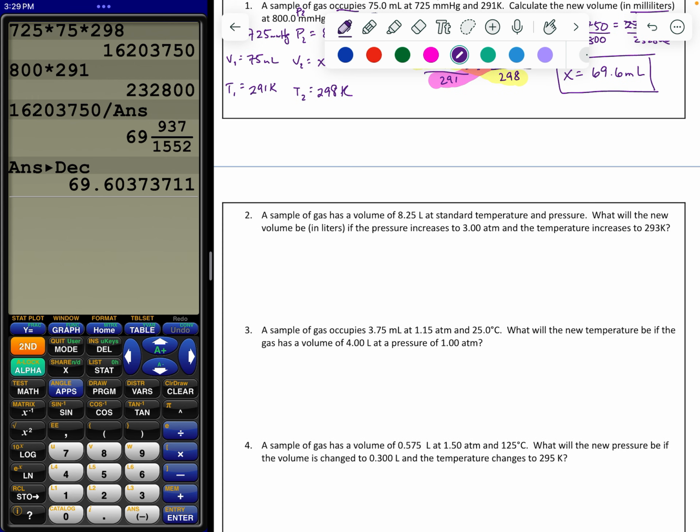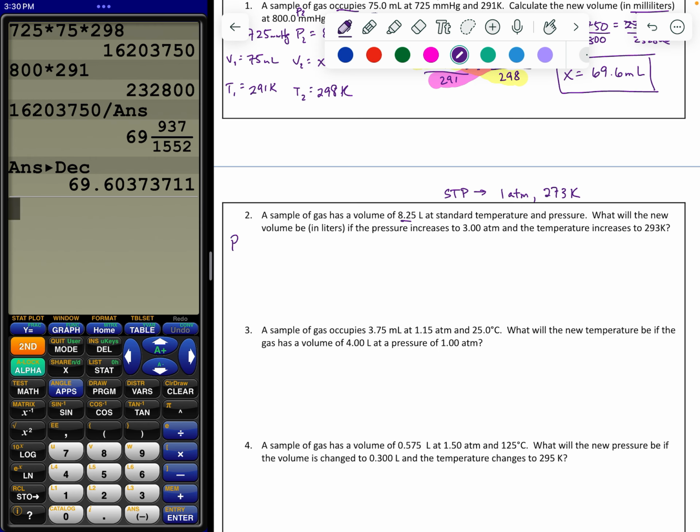So a sample of gas has a volume of this at standard temperature and pressure. Remember, standard temperature and pressure means that we have our value of 1 atmosphere and 273 Kelvin. All right, and so even though it doesn't tell me the standard temperature and pressure, we know what they are, so we can use those.